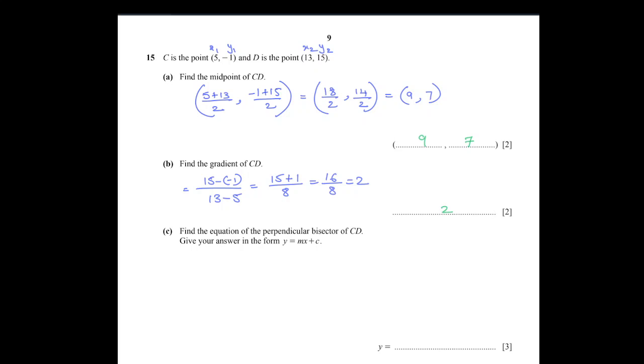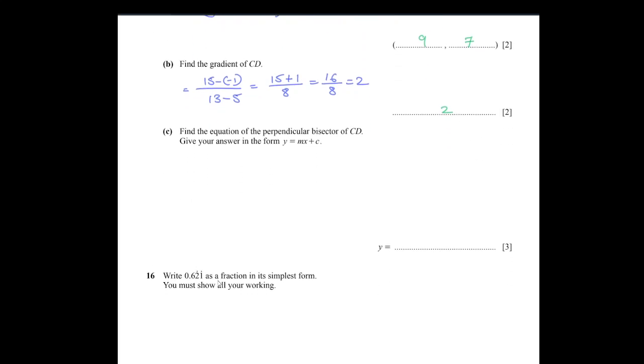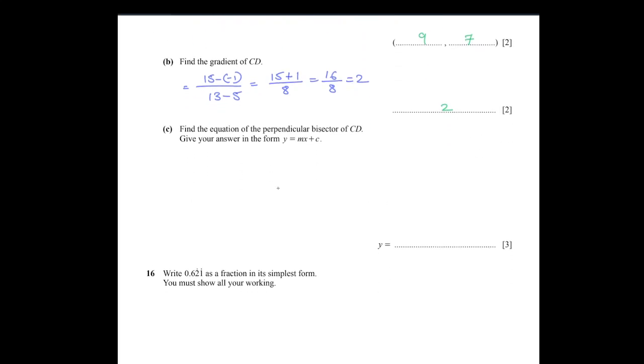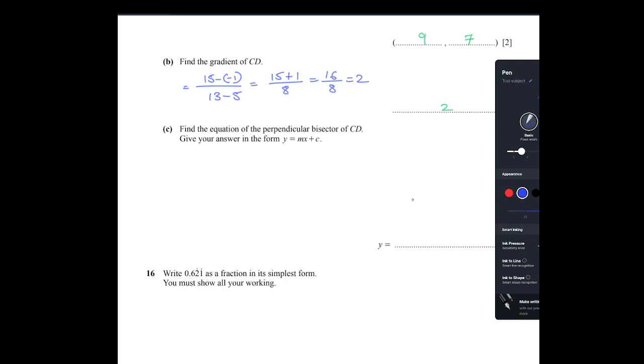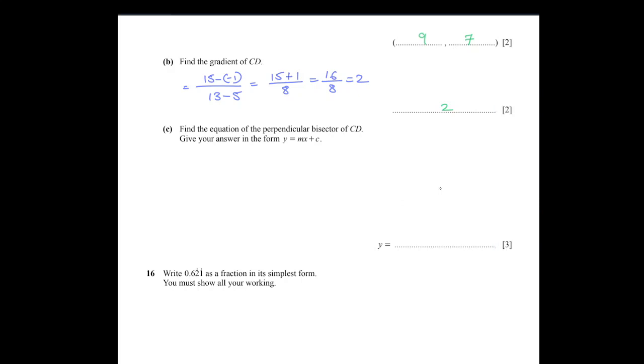Question number C. Find the equation of the perpendicular bisector of CD. Give your answers in the form y is equal to mx plus c. Now the perpendicular bisector of CD we need to find. So for that we need to find the gradient of the perpendicular bisector of CD and also the point from which it is passing.